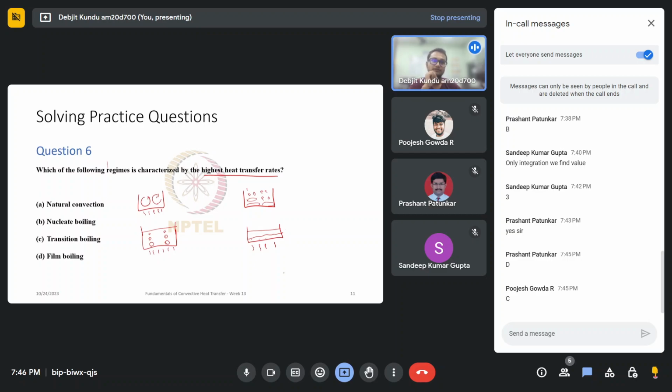Right, so we have now two responses, one in favor of option D, film boiling, and another in favor of option C, transition boiling. Let's see if we can get any more responses. So in which case is the heat transfer rate the highest?